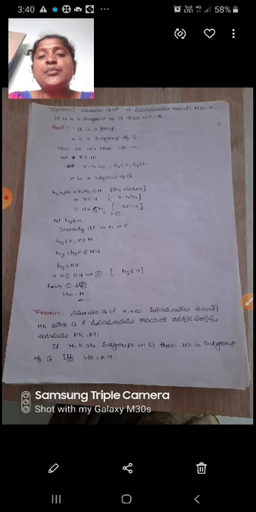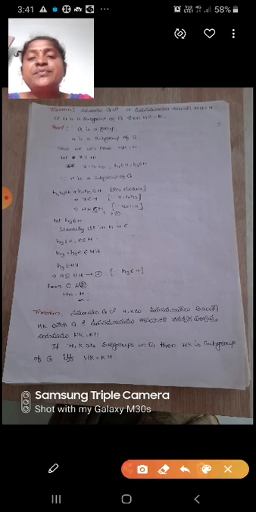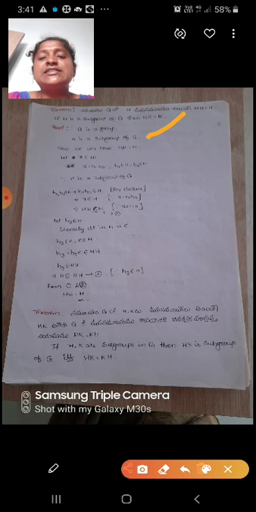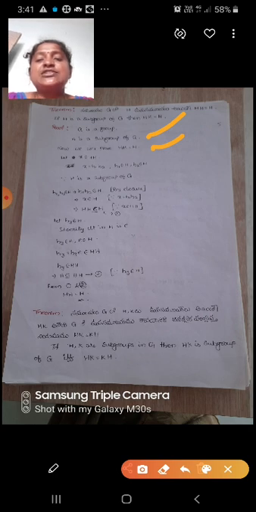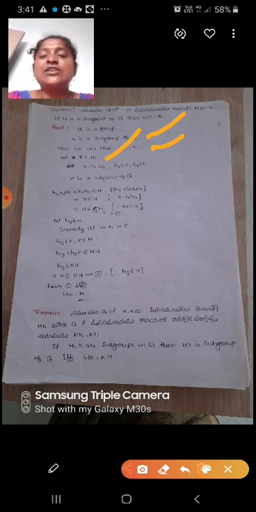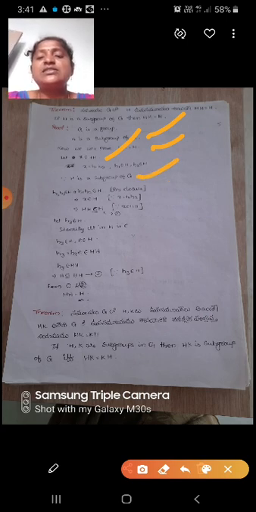If H is a subgroup of G, then H into H inverse equal to H into H equal to H. So proof. G is a group, H is a subgroup of G. Now we will prove that H into H equal to H. Let X belong to H into H. So let X equal to H1, H2, where H1 comma H2 belong to H, since H is a subgroup of G.